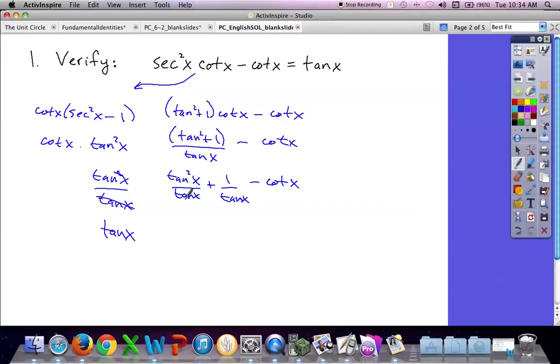And then tan squared over tan is tangent. 1 over tangent is cotangent minus cotangent, right? These two cancel, and that's the answer, tan x. That's what most people did who got it.